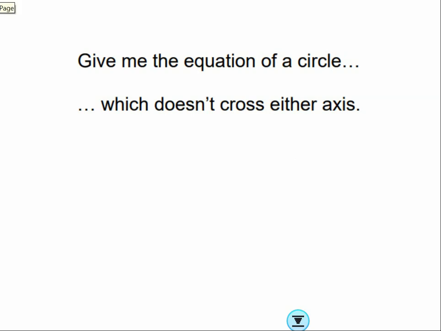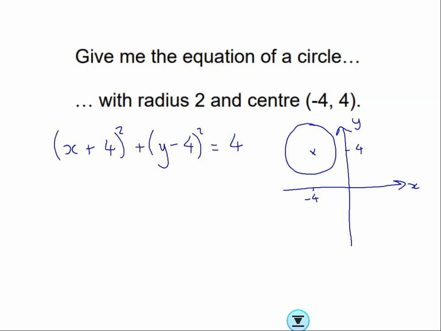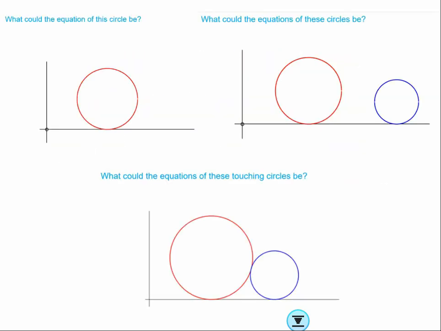Now this is a nice problem. So, an equation that doesn't cross either axis. Actually, that's not a great problem because there's one there. So we'll just skip past that.